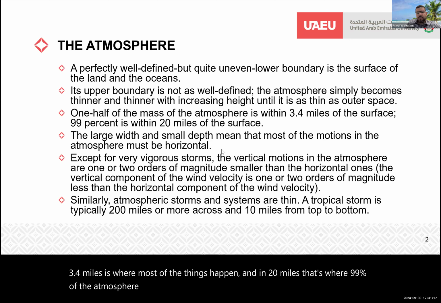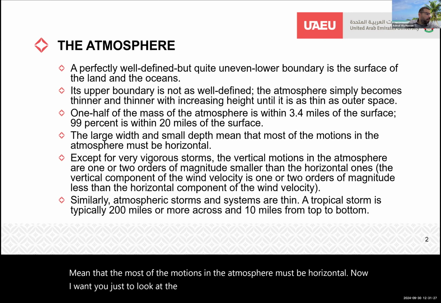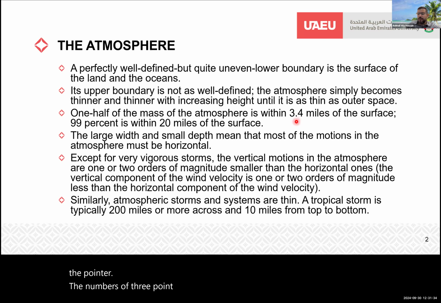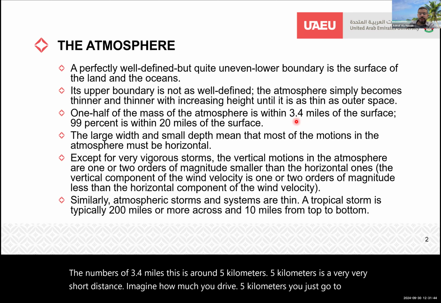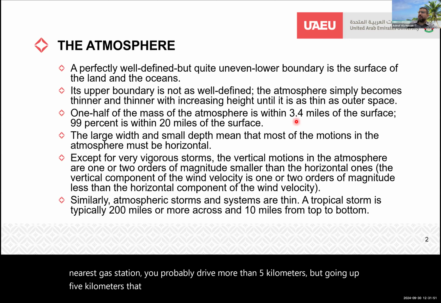The large width and small depth mean that most of the motions in the atmosphere must be horizontal. Now, I want you just to look at the numbers. The numbers of 3.5 miles, this is around 5 kilometers. 5 kilometers is a very, very short distance. Imagine how much you drive 5 kilometers. You just go to the nearest gas station, you probably drive more than 5 kilometers. But going up 5 kilometers, that is half of the atmosphere already.